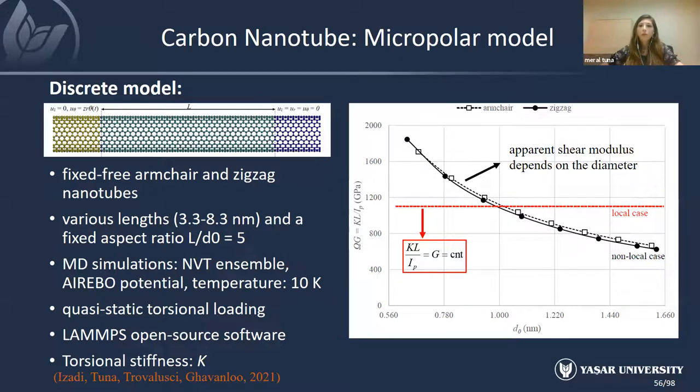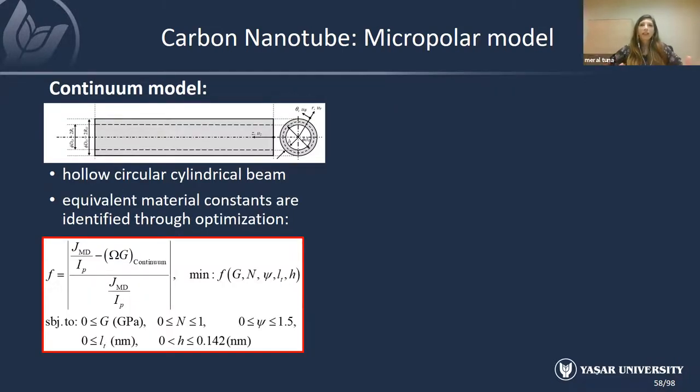As we can see here, for armchair and zigzag nanotubes, the apparent shear modulus depends on the diameter. In fact, it decreases with increasing diameter, which is in contradiction with the local case, but it indicates micropolar behavior. Since we see that carbon nanotubes have a micropolar character, we try to find their equivalent continuum model, considering them as hollow circular cylindrical beams. To obtain the corresponding material parameters, we employ an optimization method. Our aim is to find material constants that minimize the difference between the apparent shear modulus obtained from discrete, in other words MD simulations, and continuum models.